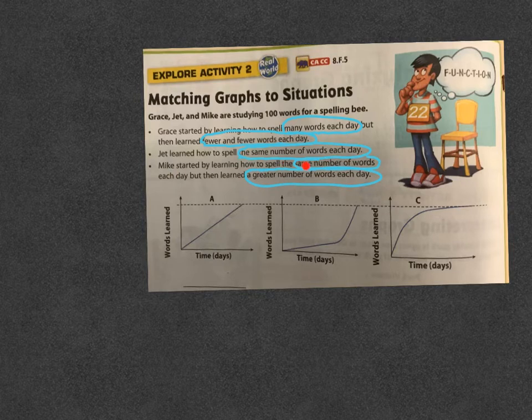Mike started to learn how to spell the same number of words each day, which we should see as a line, and we do see a line here. But then he changed somewhere along the way and went to a greater number of words each day. He must have thought, oh no, I'm not going to make it in time, and started really cramming in those spelling words, right? So we have Grace, and Jet with the same number of words each day, and Mike started with the same number of words, realized, oh no, that's not going to be enough, and suddenly started cramming those spelling words to practice, and increased dramatically after that. So that's all this wanted us to do. There are some questions for you to fill out on that, but it's helping you see what is happening in these scenarios in English in terms of what is shown in a graph scenario.